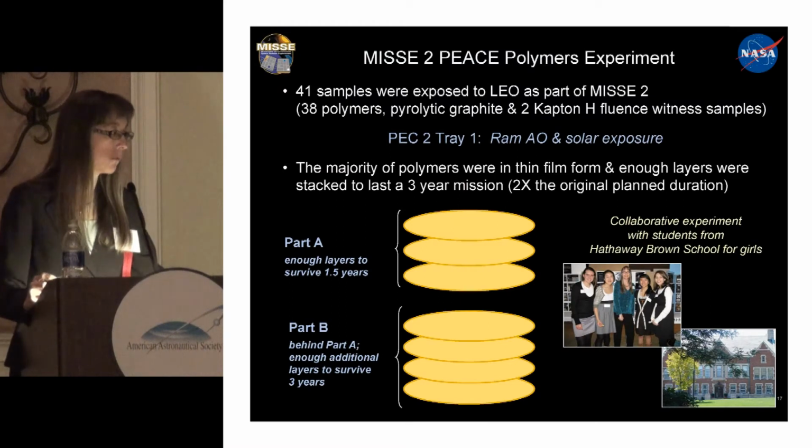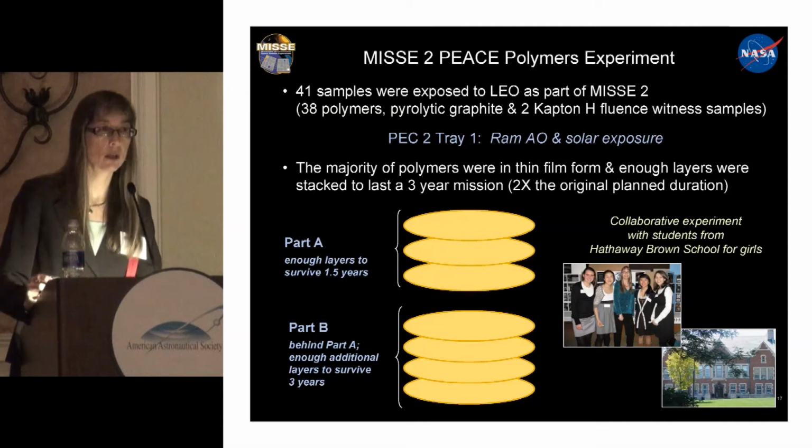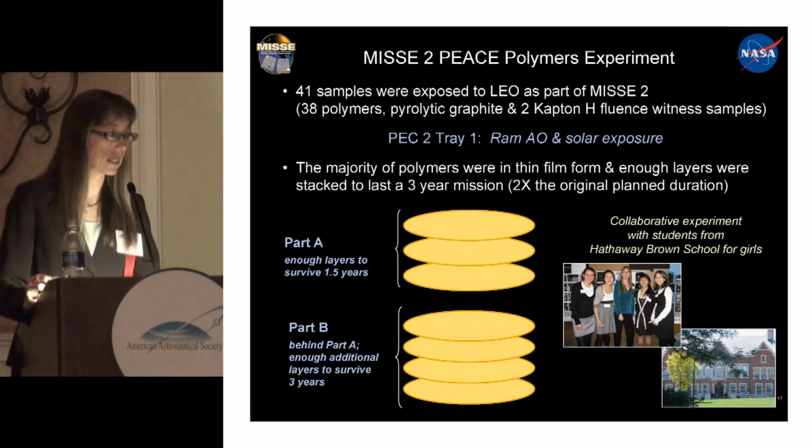Now, in this set of polymers, we included commonly used spacecraft materials such as Teflon and Mylar, but we also included materials that you would never use for spacecraft. And the reason we did that was so that we could determine the erosion yield dependence upon chemical composition for predictive model purposes. So in this experiment, we had 41 samples that were exposed to LEO as part of MISSE 2: 38 polymers, pyrolytic graphite, and we included 2 capped NH fluence witness samples.